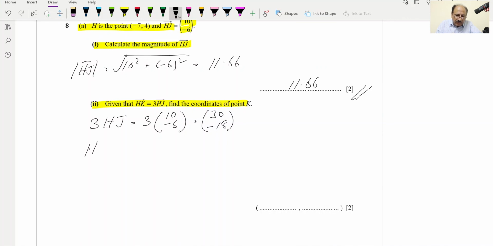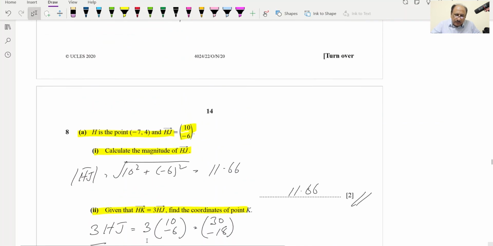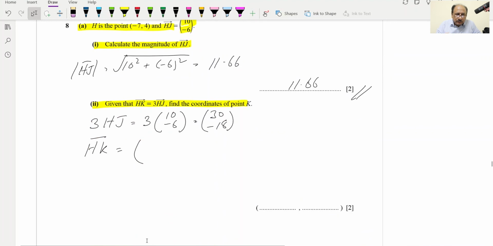We can write HK. HK will be x plus, we can write x plus 7 and y minus 4. This will be the K minus H value.